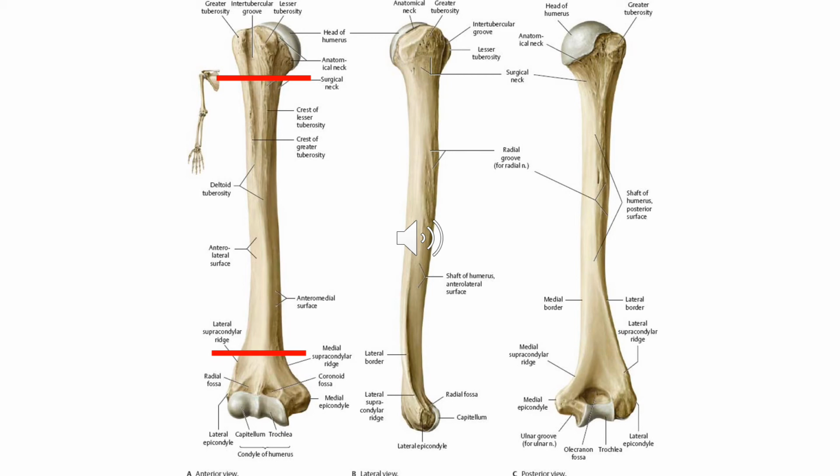Now we want to look at the posterior view of the humerus. If you look at the posterior view on your right-most diagram, you can see the head of the humerus and part of the greater tuberosity, but you cannot see the lesser tuberosity and the intertubercular groove, because the greater tuberosity, lesser tuberosity, and intertubercular groove can be seen clearly from the anterior view of the humerus.